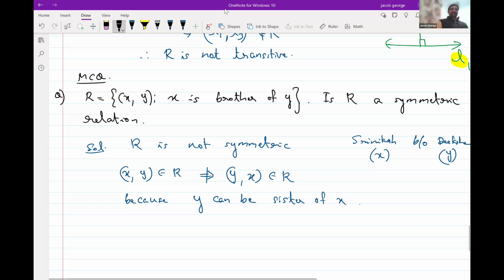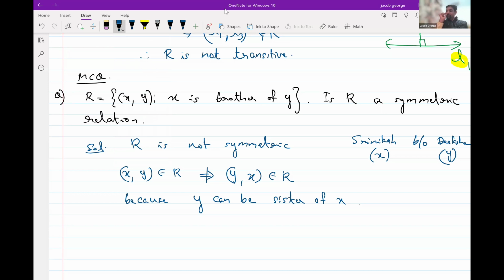Maybe you understood that, right? Like this, you have to connect it to real life situations, those types of questions. You will easily get the idea. Relations can be anything, not only mathematical relations, they can be human relations also. So questions can be asked that way also.